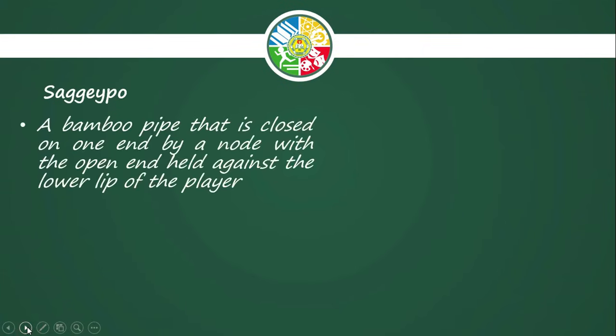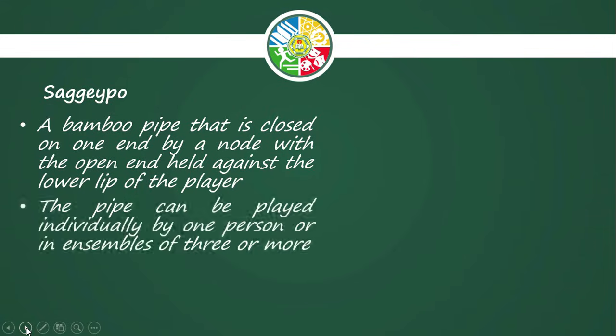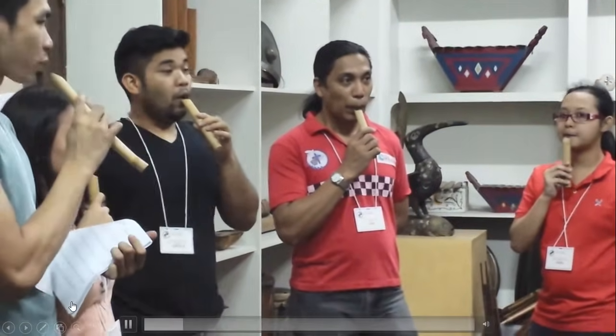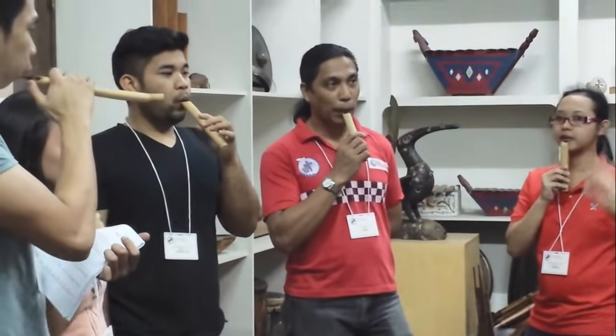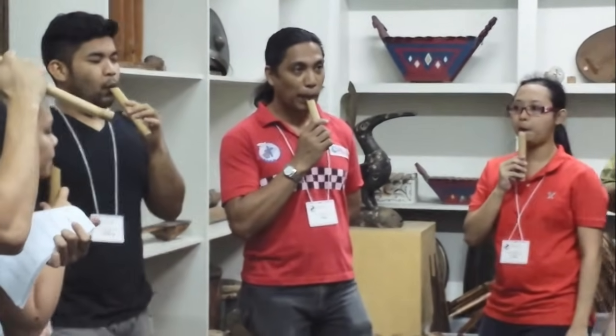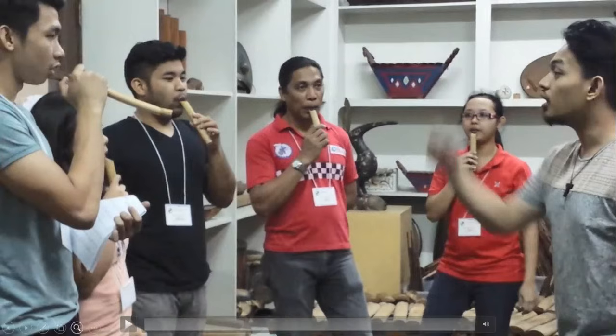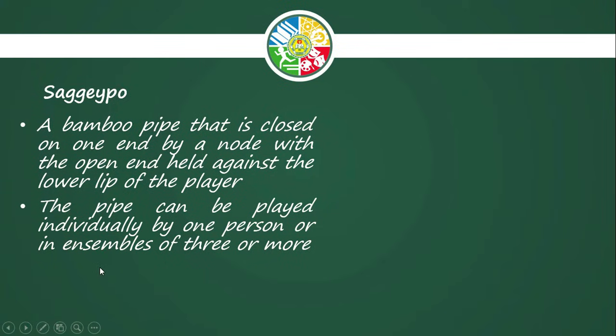Sagaypo. It is a bamboo pipe that is closed on one end by a node, with the open end held against the lower lip of the player. The pipe can be played individually by one person or in ensembles of 3 or more. Here is an example performance. As you've seen, the sagaypo is like a flute made out of bamboo and without holes in it.